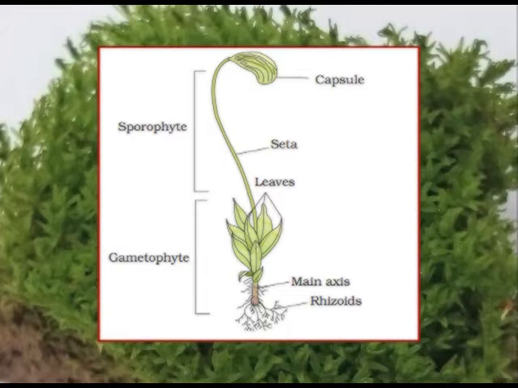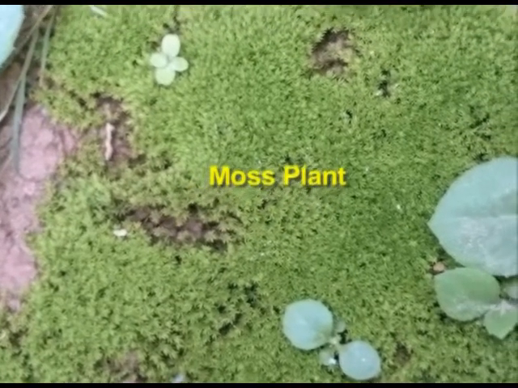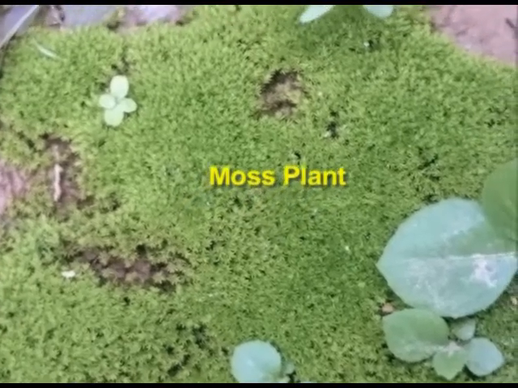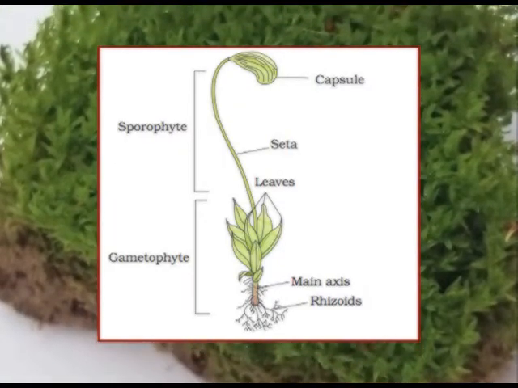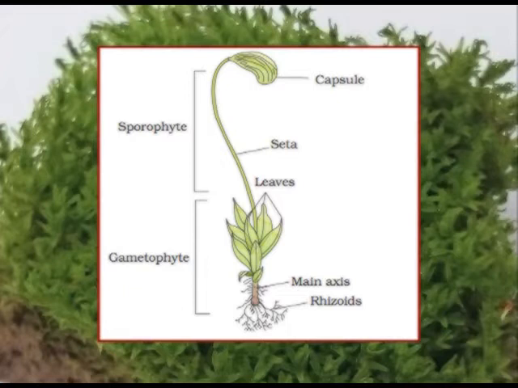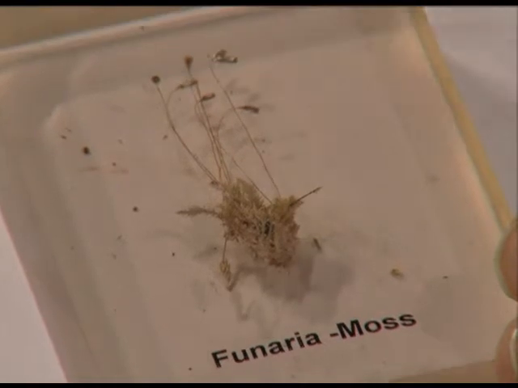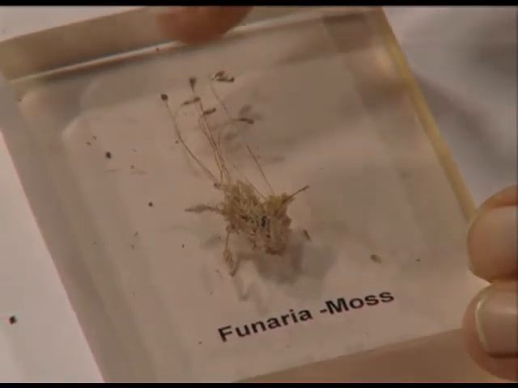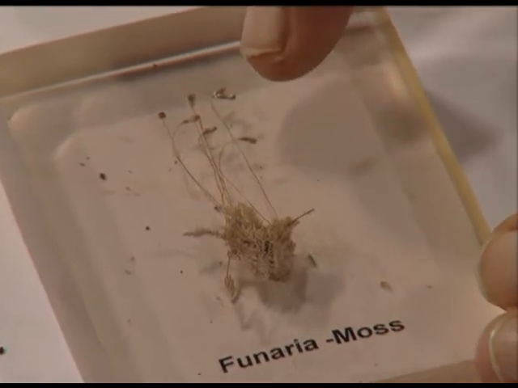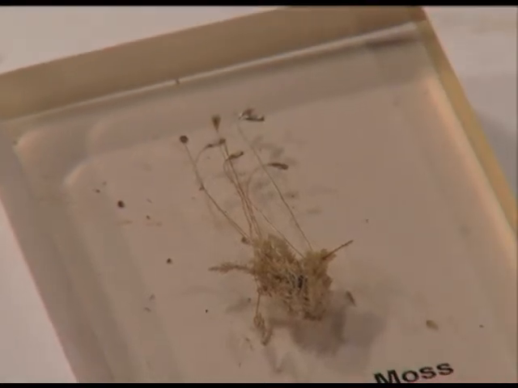From the central axis come out flattened, spirally arranged, very small leaves, which give the moss plant its rich green color. From the base of the central axis come out rhizoids. Rhizoids are very thin, long and multiseptate structures, which help the plant get attached to the soil and absorb nourishment from the soil. On maturation, the central axis bears capsular structures. Inside these capsules are spores, which on bursting fall on the ground and give rise to new Funaria plants.